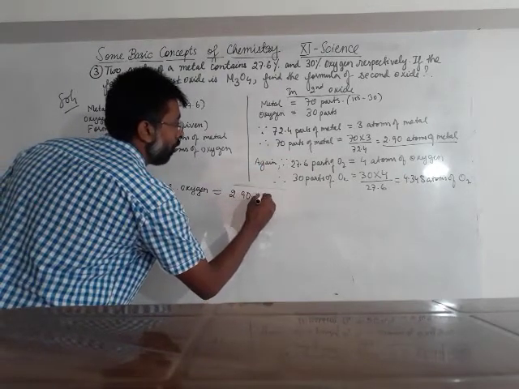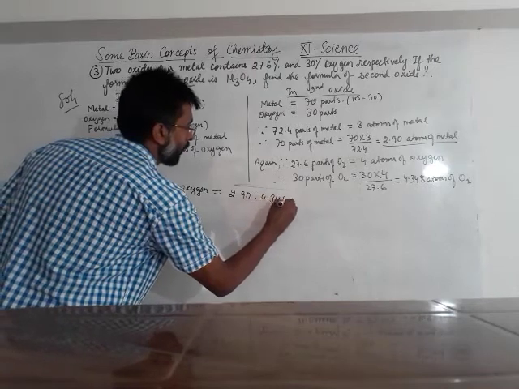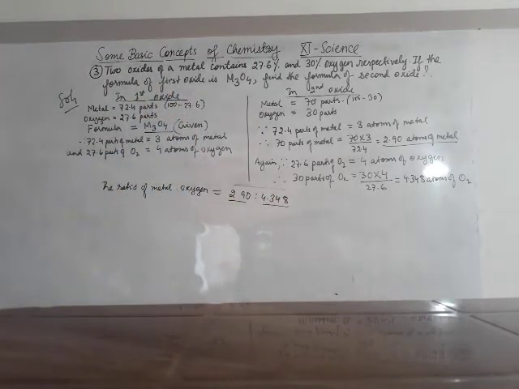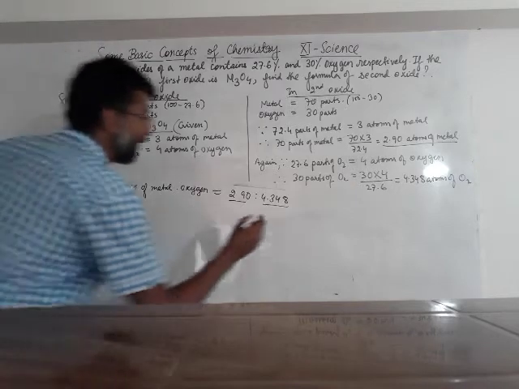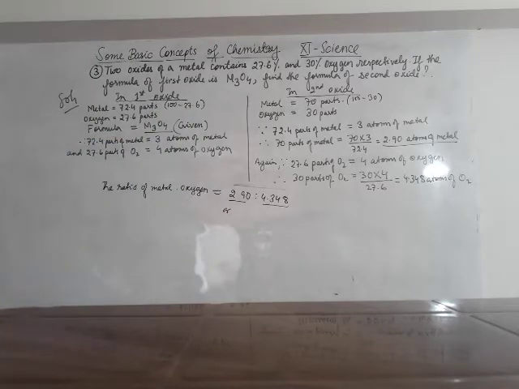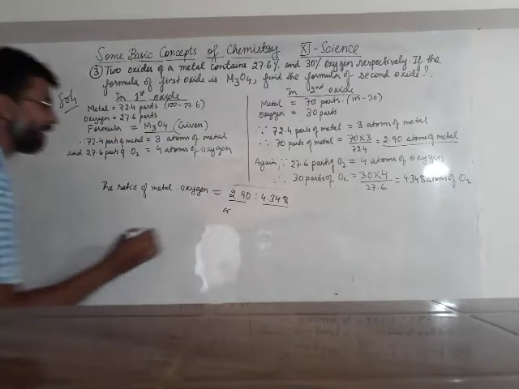2.90 is to 4.348. This is the metal, this is the oxygen. So this is the ratio of the metal to oxygen, which we have obtained over here. Now, upon simplification, this can be written as 1 is to, it will come roughly 1 is to 1.5.